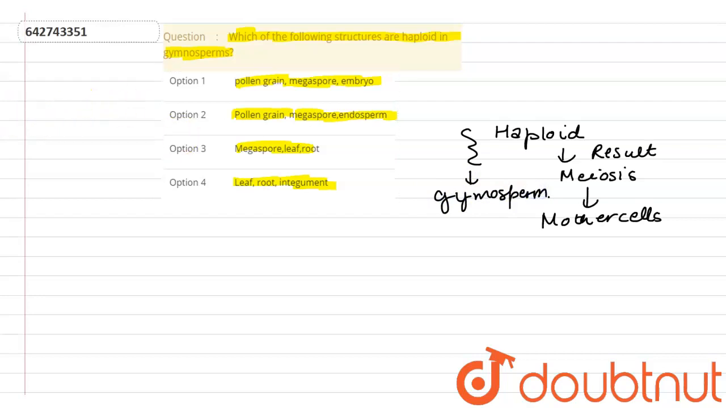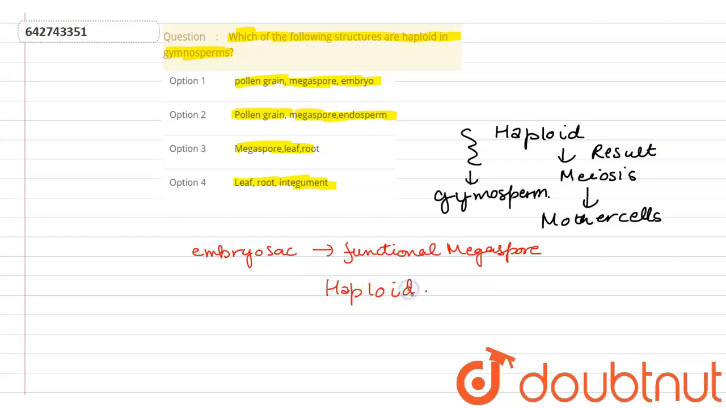The functional megaspore forms an embryo sac. Embryo sac is made by functional megaspore. And the endosperm is formed prior to fertilization. Hence, it is haploid in nature.